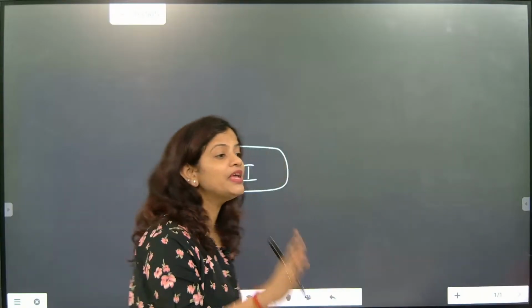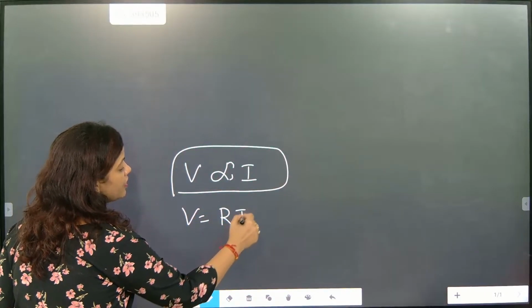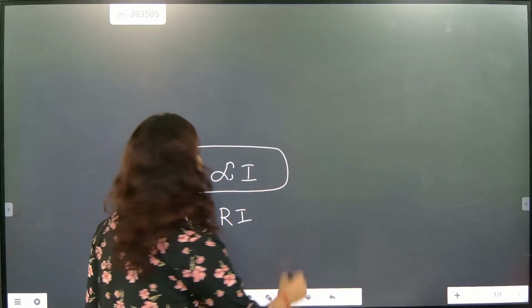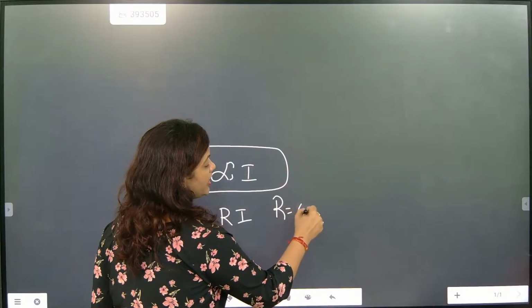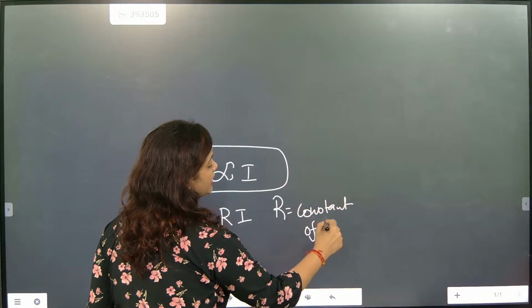So how to make it equal? When we put some constant, it will become equal. So what is R? R is called the constant of proportionality.